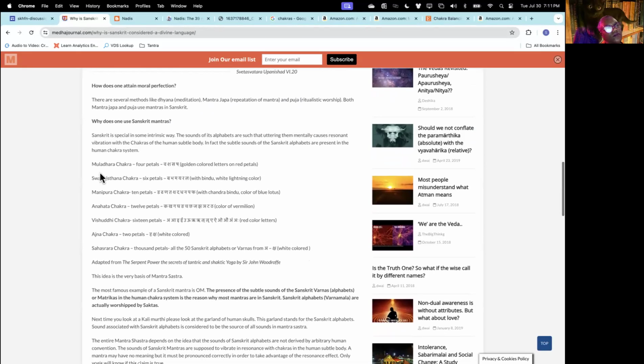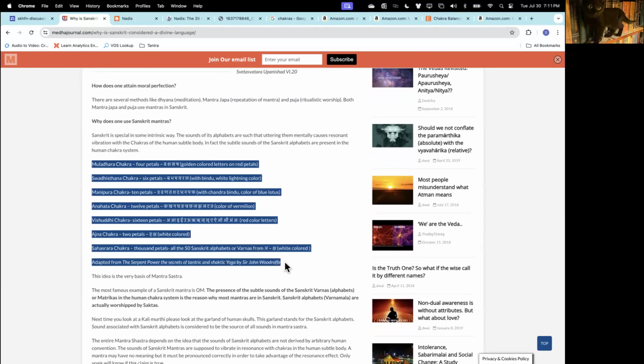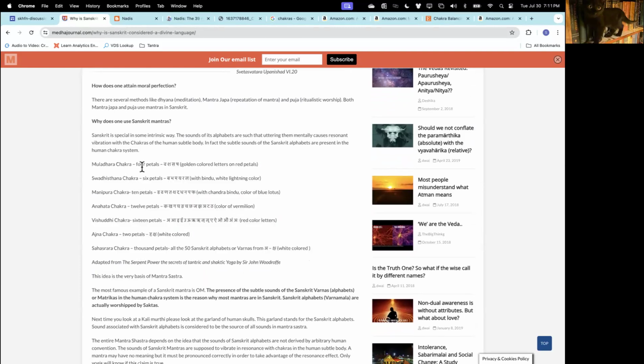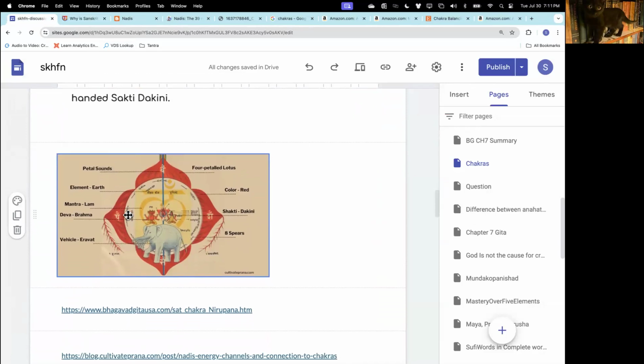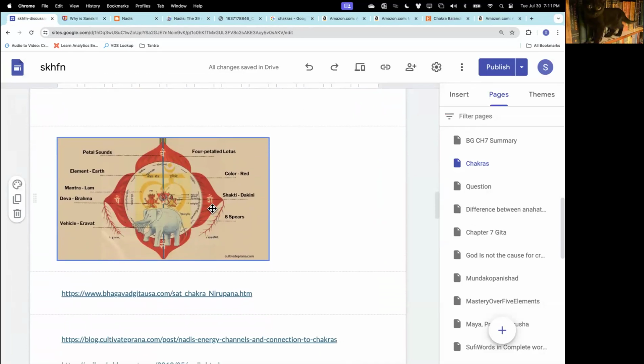So if you see here, this one shows how many petals each chakra has. The Mooladhara root chakra has 4 petals, right? And it's golden color letters on red petals. You can see in the picture how it looks like. So the letters are in gold and the petals are in red. The color of this chakra is red. And there are certain forces, elements, powers, you can say, associated with this chakra.